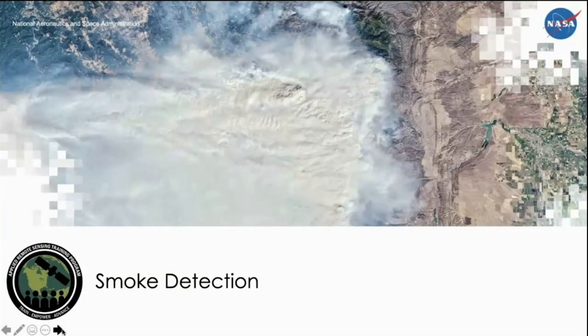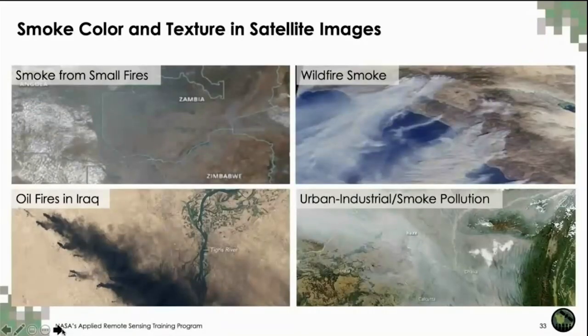Okay, so let's move on to the next topic, which is smoke detection. We did talk about that a little bit from the visual perspective using the Worldview and RGB image, but I want to get a little bit more into how we do that in an automatic sense and what data sets are available to actually do more in automatic fashions or quantitative ways.